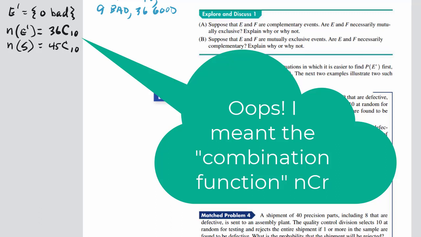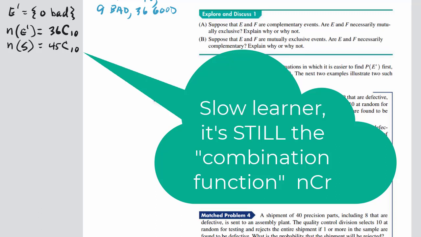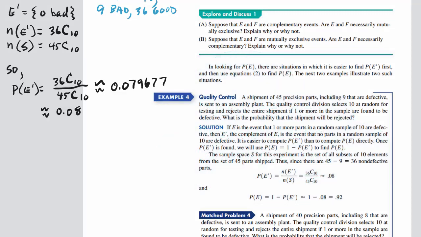And how many ways could we choose 10 things from 45? Well, 45 choose 10, meaning 10 things chosen out of 45. We're using the combination function because the order doesn't matter. Now we divide those two to get the probability of E prime and get the answer to 6 decimal places. For this problem, we'll just round it to 2 decimal places like the book did.